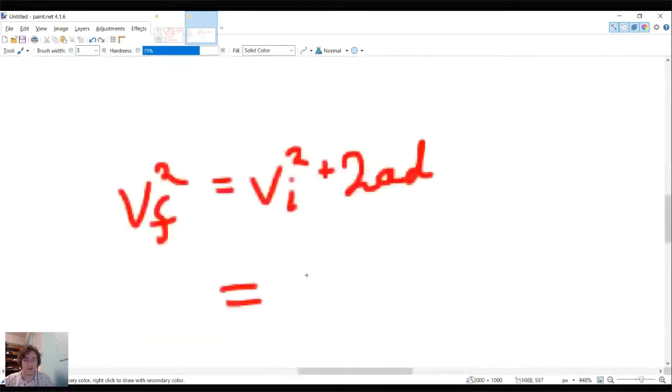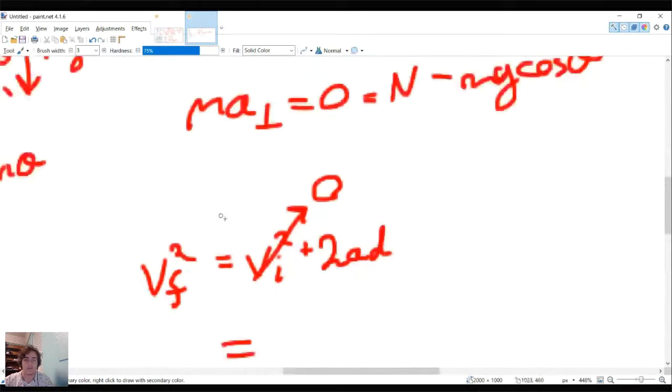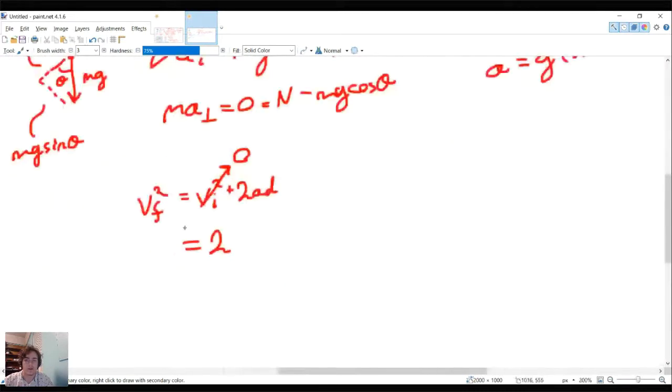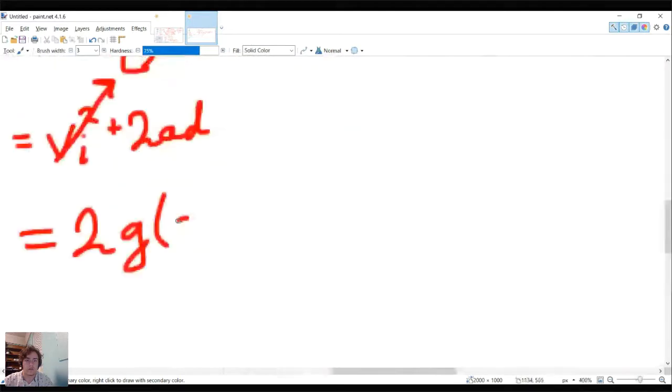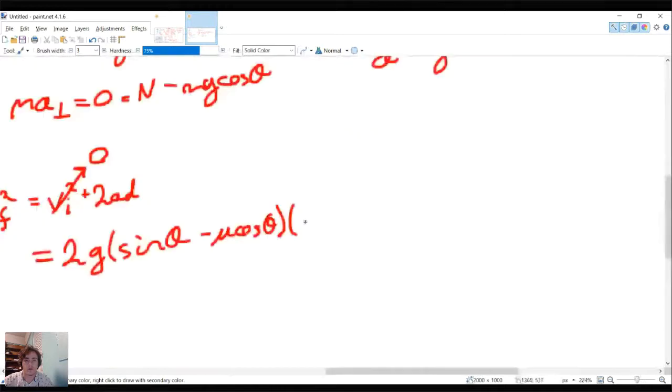Actually, this quantity, Vi squared, is going to be equal to 0. You start at the top of the slide with no speed. So this is 2 times the acceleration, which is g sine theta minus cosine theta, or minus mu cosine theta, times square root of h squared plus l squared.